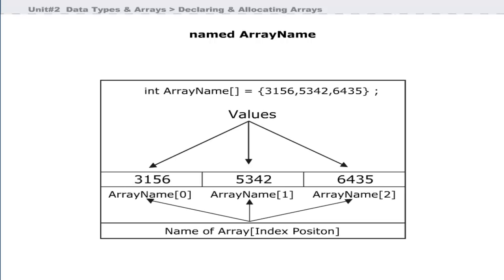Now let us discuss a one-dimensional array named ArrayName. This figure shows an integer array that contains 3 integer values. These are stored at neighboring memory locations. Each element can be accessed by using ArrayName followed by index value in square brackets. For example, the value at index 2 is 6435. This is accessed by name of array followed by 2 enclosed in the square braces.